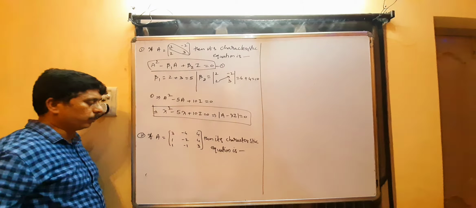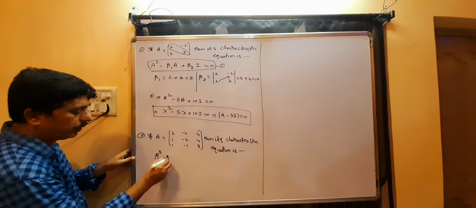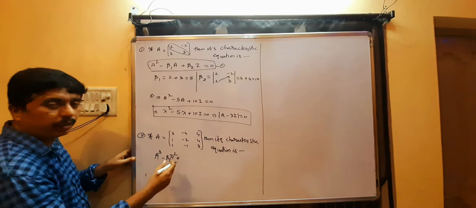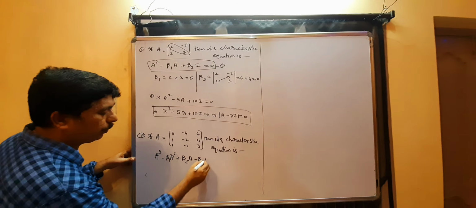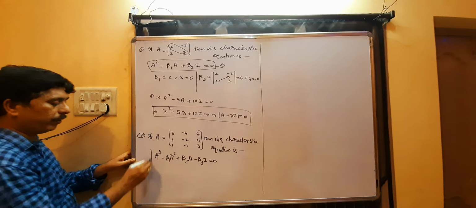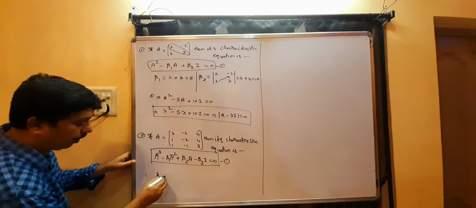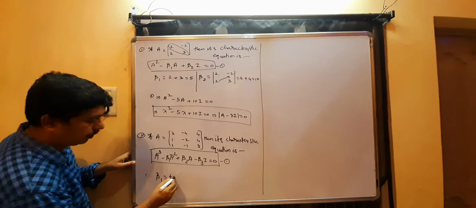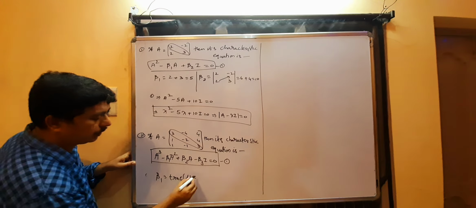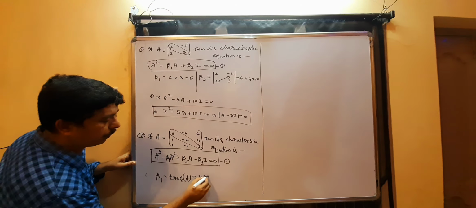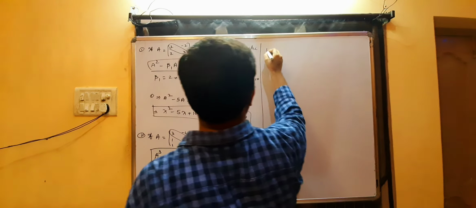Now coming to the next question. A 3 by 3 matrix is given. Then the characteristic equation is A cube minus beta 1 into A square, plus beta 2 into A minus beta 3 into I equal to 0. Now you have to find beta 1, beta 2, beta 3. Beta 1 is the trace of A, the sum of diagonal elements, that is 3 plus minus 2 plus 3, 6 minus 2, 4. Now you have to find beta 2.